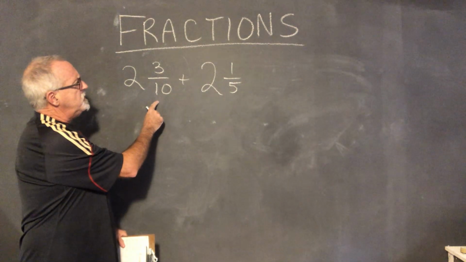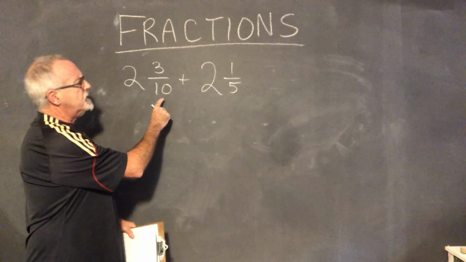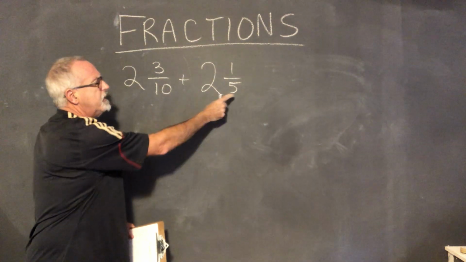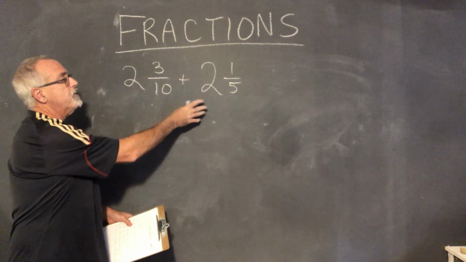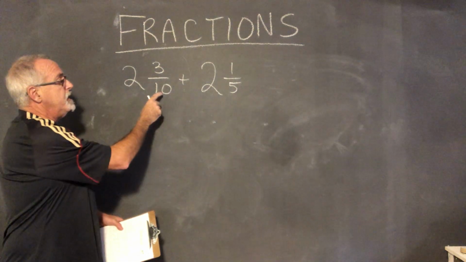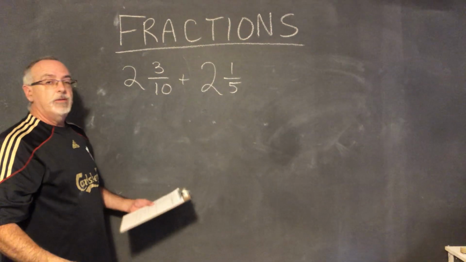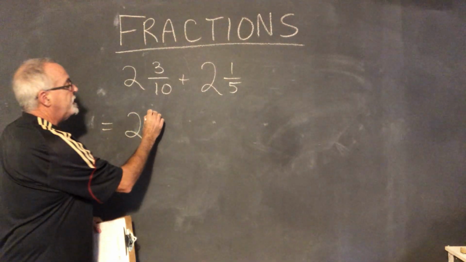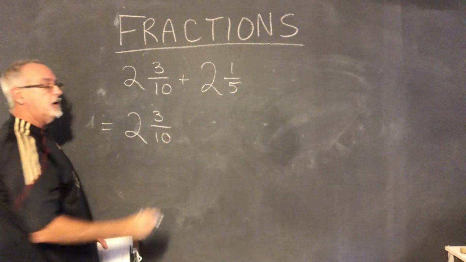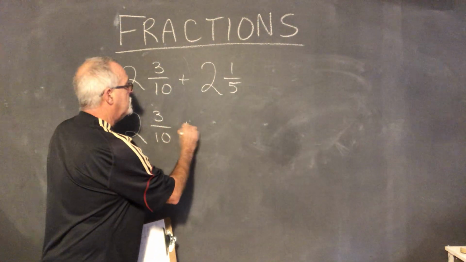So what I need to do is figure out what's the lowest common denominator of this 10 and that 5. And it's the same technique that you use when you are adding regular fractions that are not mixed numbers. The lowest common multiple of 10 and 5 is 10. So therefore, I don't have to change this first fraction. It's already over a 10. It's already over my common denominator.